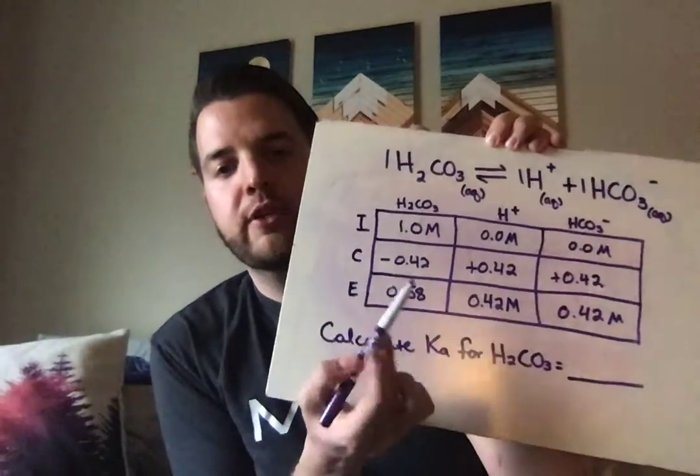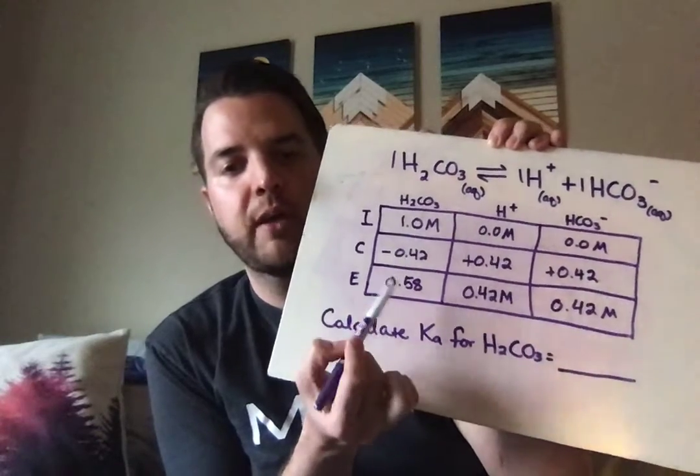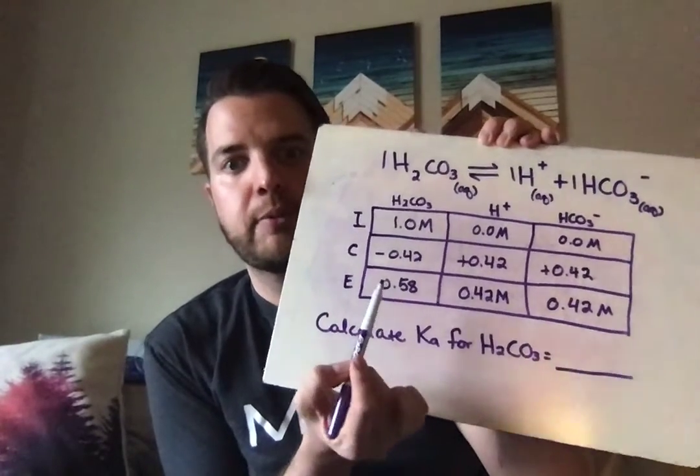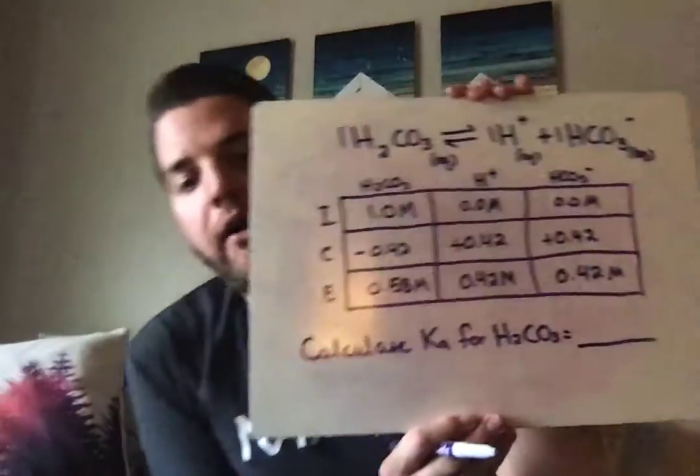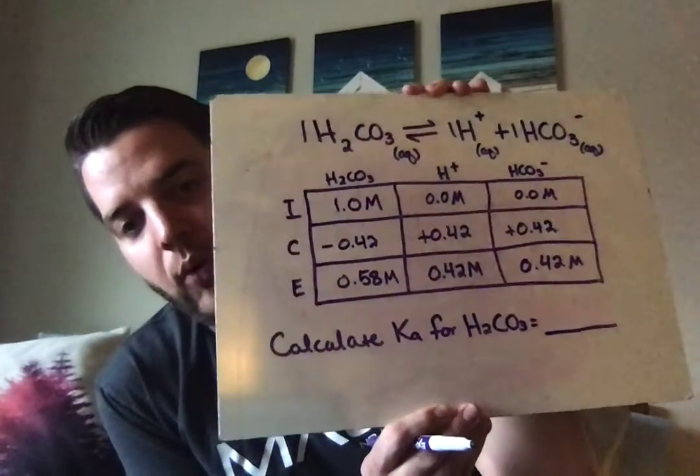So 1.0 minus 0.42, can I do this? 100 minus 42 is what, 58? Yeah, I did it. All right, so 0.58. I didn't want to do the decimal, so I just said, if I had the same number of decimals and I moved the decimal the same, I'm just going to subtract it and then move the decimal back. Ain't no unit on that. All right, so 0.58 and 0.42 and 0.42.